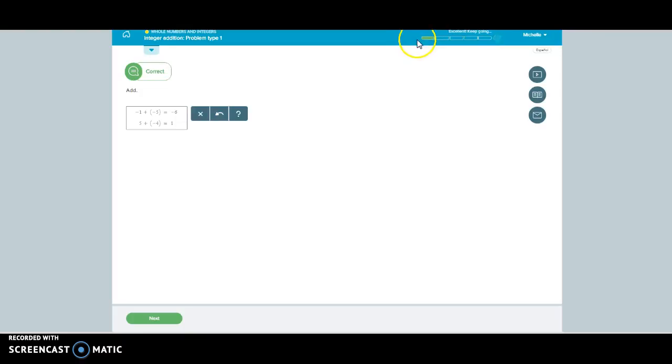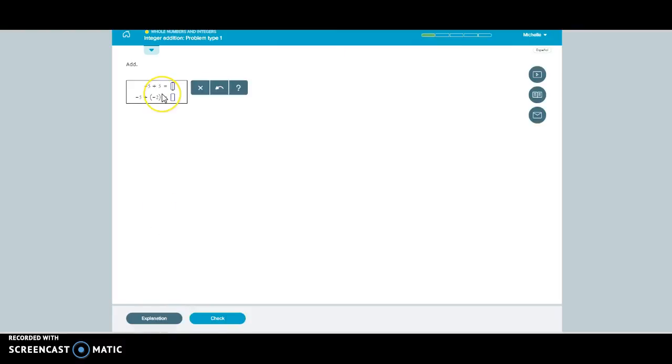Now notice over here, it gave us a green bar. Once this whole entire thing is filled up, that tells us we have learned that topic. So then I click next. Now I'm going to do this one.